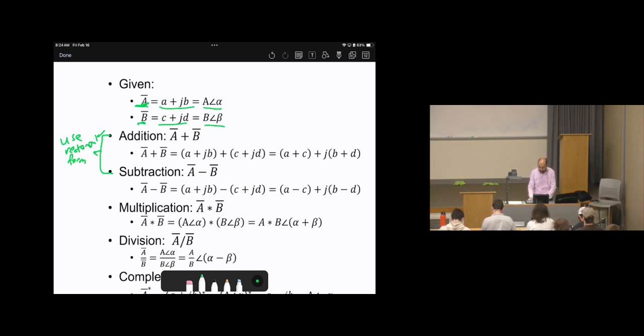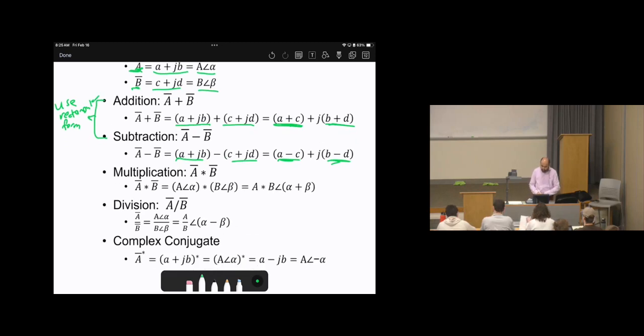So it will be a bar plus b bar. Convert this to rectangular form. Then the real parts sum together, the imaginary parts sum together. While for the subtraction, convert this to rectangular form, then subtract the real parts together, subtract the imaginary parts together. And that's it. While if it is in polar, you cannot do this manually. So you need to convert this to rectangular.